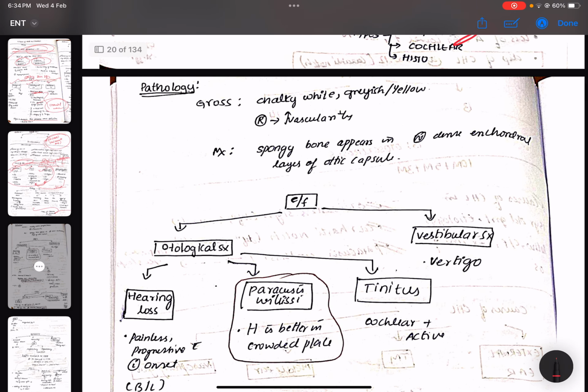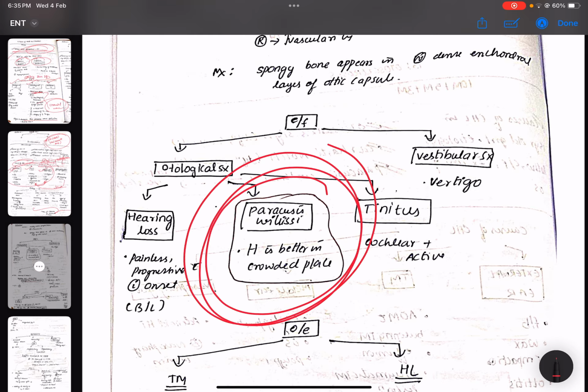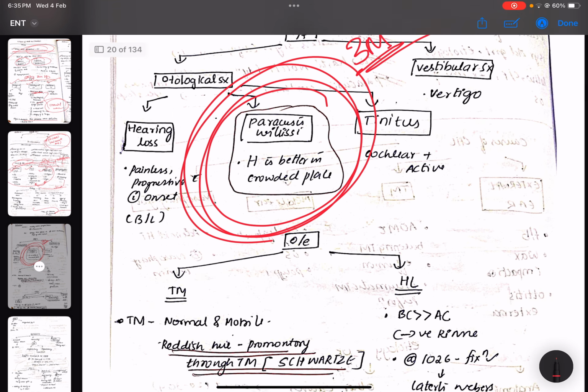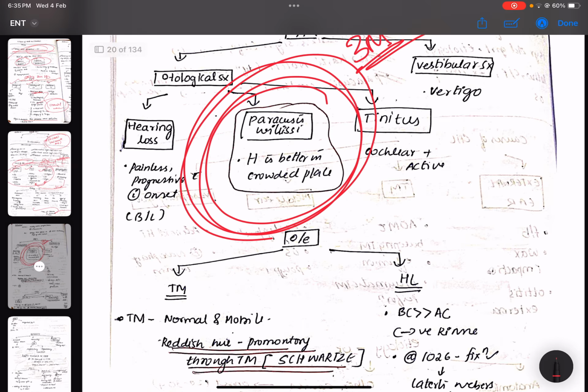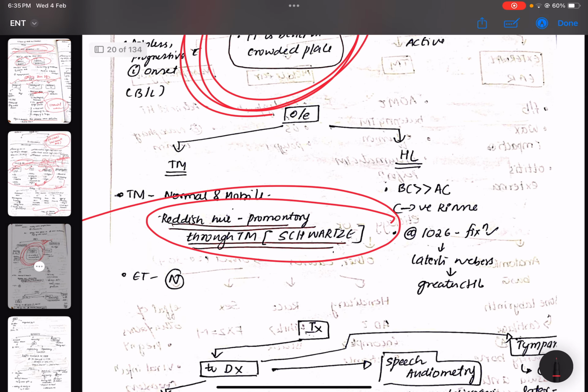Okay, pathology, again it's fine, but while writing the clinical features, since it's an ear topic, you have to broadly divide into otological symptoms and vestibular symptoms, and always mention this. This is an independent 3 marker itself, that is paracusis willisii. So make sure you mention this as a separate thing also. Then this is Schwartze sign. This is also an important thing which you have to mention.